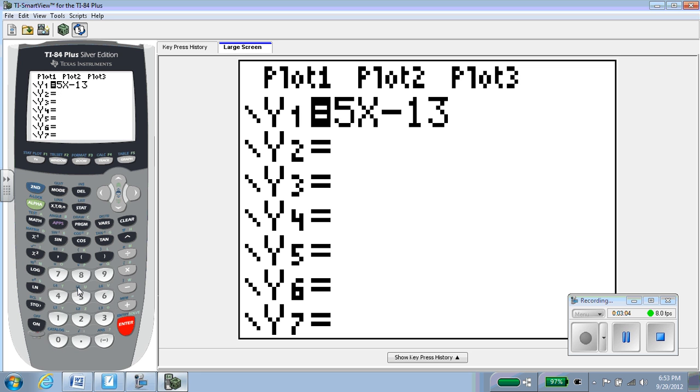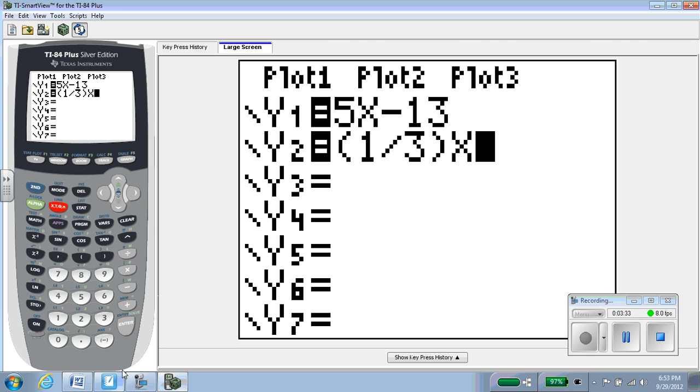Now my calculator doesn't like fractions. If I just typed in 1 divided by 3x, my calculator is going to be confused. It needs the fraction to be in a parenthesis. So here are our parentheses right here. So 1 divided by 3 in a parenthesis, and then my x. And it'll know that that's 1/3 x plus 1. Okay, so now I have my 2 equations entered. I'll pause in case you're entering them yourself.